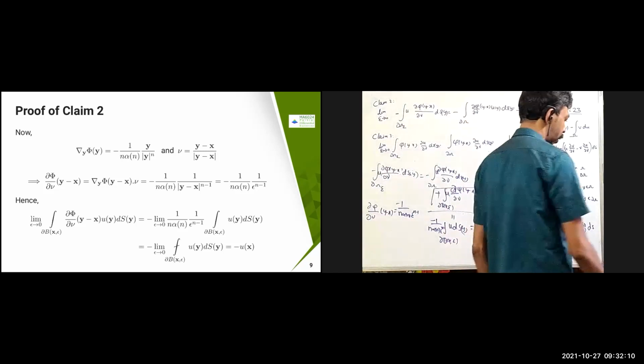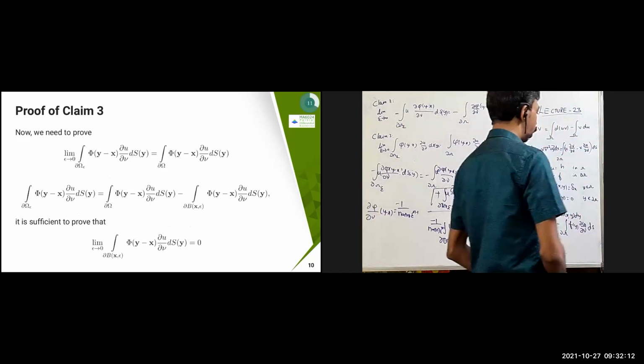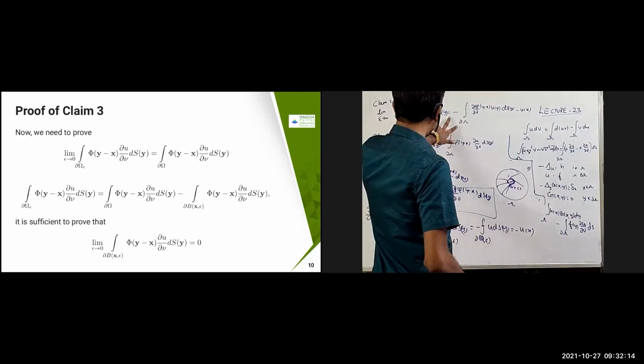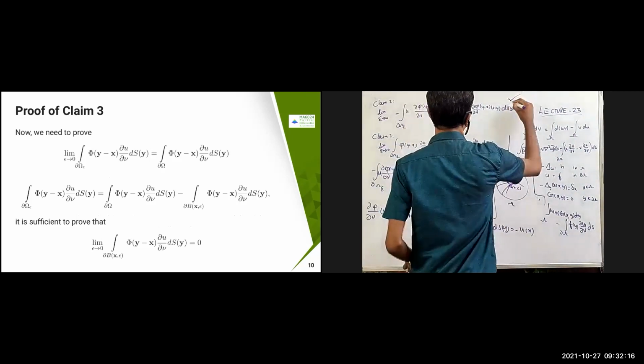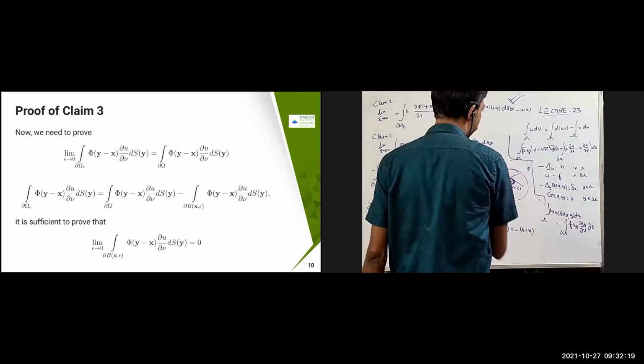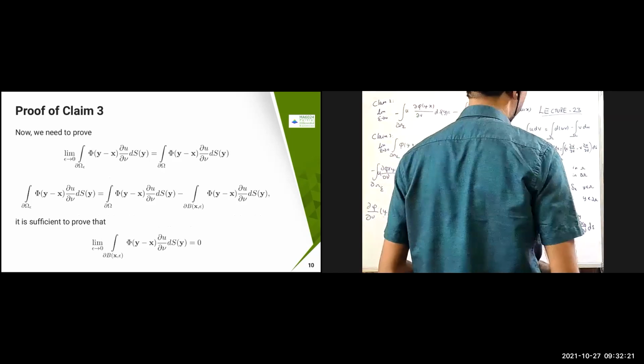This proof is done. So therefore, this claim is done. This part is done. Now we are left with only claim 3, that we have got to prove.